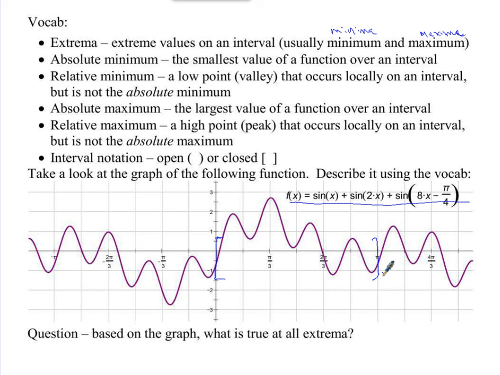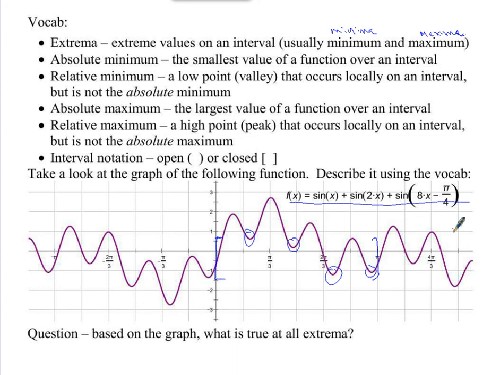So all I have to do on this graph really is just look for the absolute lowest point, and it seems to be right there. So that would be the absolute minimum. Relative minimum would be where I have little valleys going on. So a low point or a valley that occurs locally on an interval, but it's not necessarily the absolute. So this would be a relative minimum, so would this, so would this, so would this. Okay?